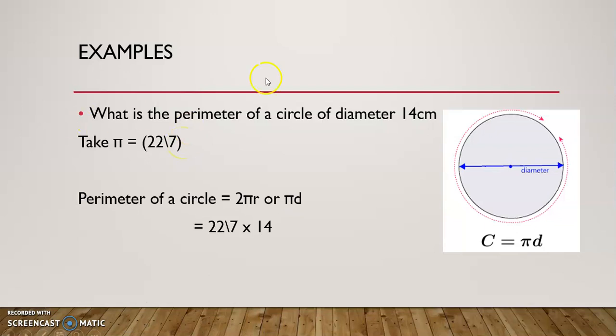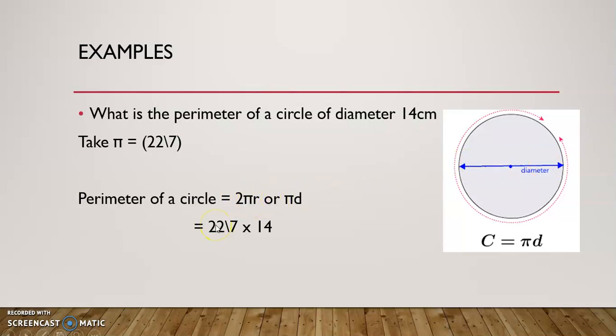Perimeter of a circle is 2 pi r or pi d, because 2r equals d. This is r, and that is another r, right? So the distance between the center of a circle and any point on its circumference is what we call the radius, while the distance from one point to another across the circle is called the diameter. So 2 radius equals a diameter. So 2r equals d.